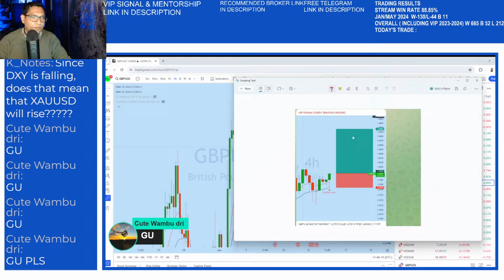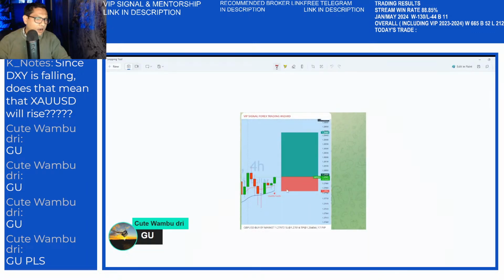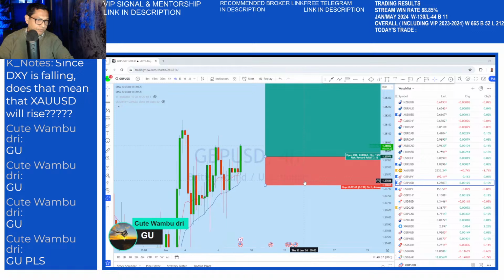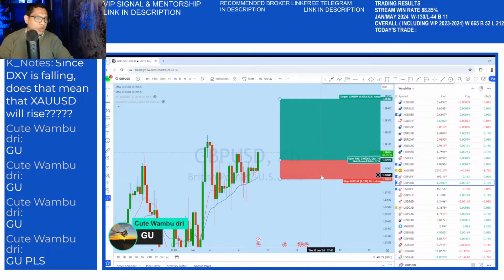Okay, so this is the trade that I posted early today during the London session. GBP USD, we bought at 1.2797, stop loss at 1.2781, and TP target 1.2848, 3 to 1 reward to risk. Now let me explain to you.